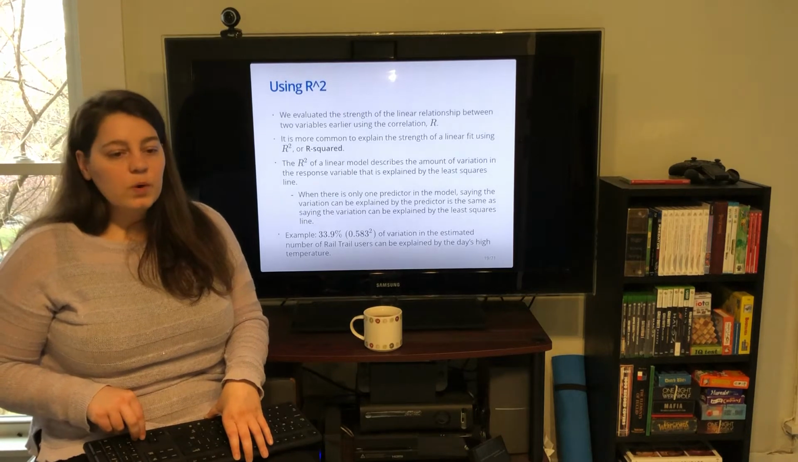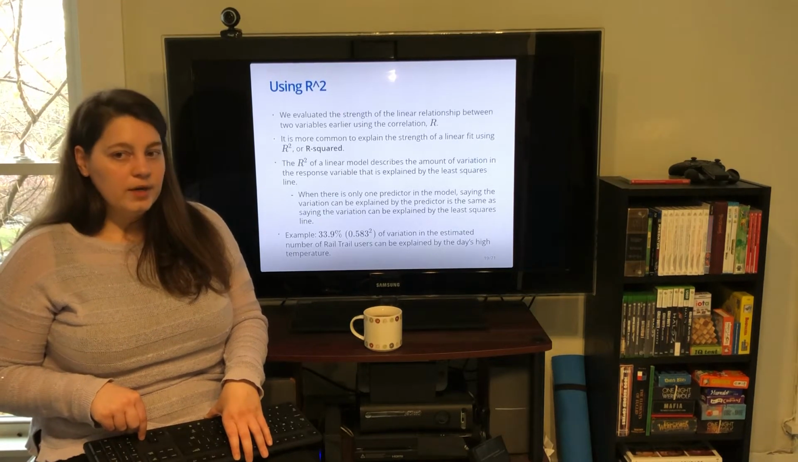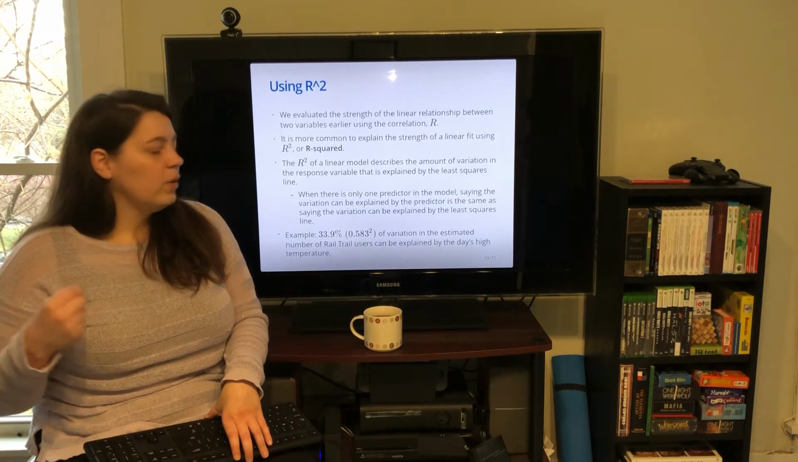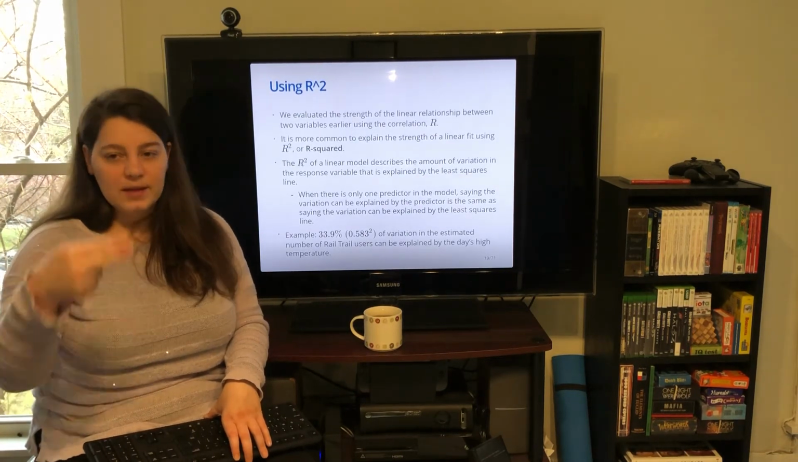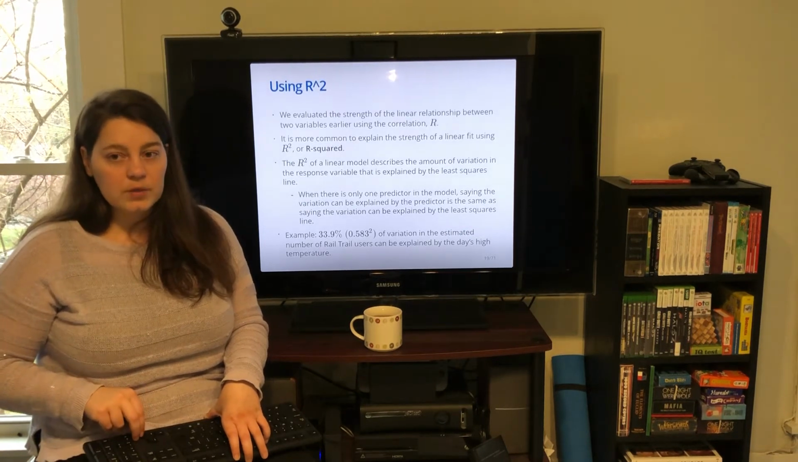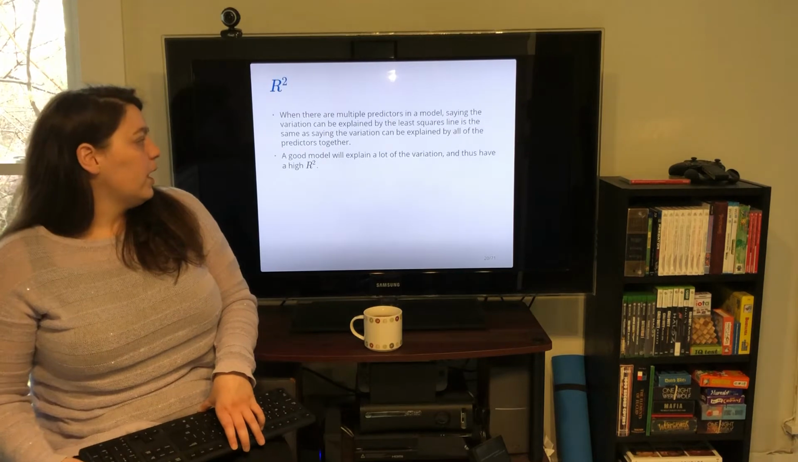Okay, so that's one way to talk about how good a model is. I think we can see here, we want higher, right? We want to explain a lot of the variation. We want to be able to know where a lot of that change comes from, so higher numbers are better.